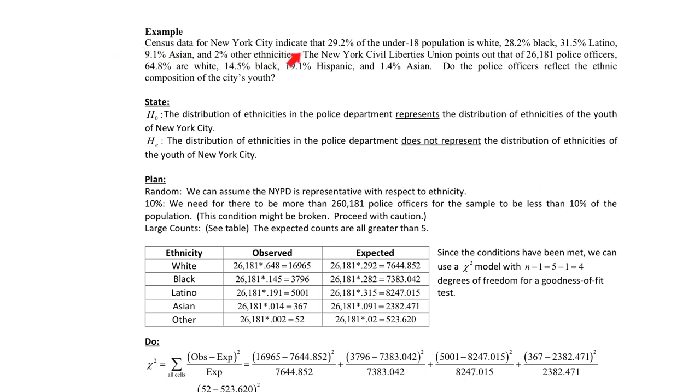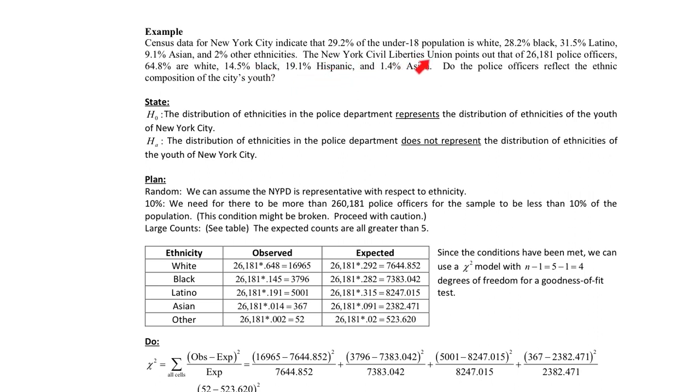We've got census data for New York City indicates that 29.2% of the under 18 population. Okay, so this is people who live in New York City under 18, and here's the race breakdown. So 29.2 are white, 28.2 are black, 31.5 are Latino, 9.1 Asian, and 2% are just other ethnicities.